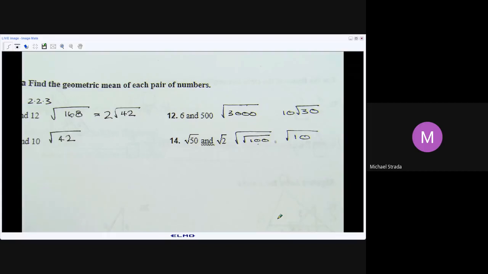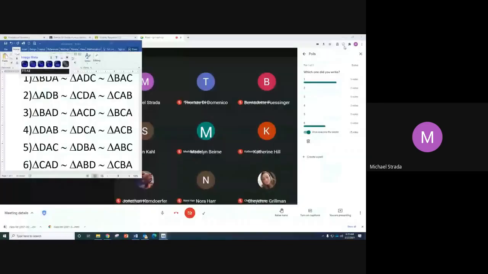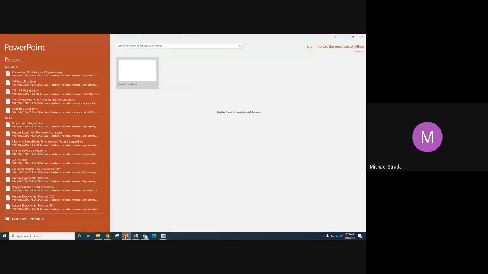All right. As we practice those, if those come into play, we will spend more time on them. All right. So that's what the geometric mean is. Good? All right. How it applies to this unit.